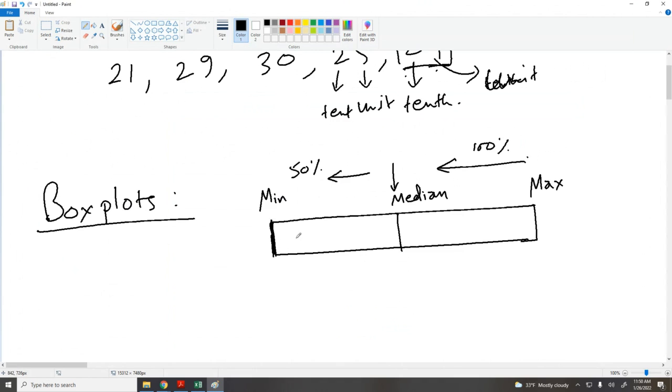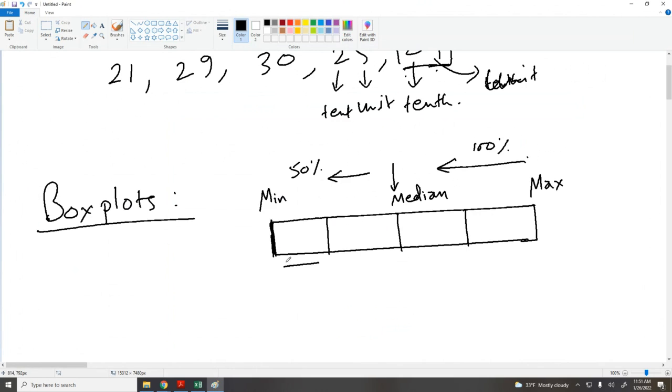Let us chop this 50% of the data down to the median and 50% of the data up to the maximum into two equal parts. So that would be somewhere around here, and this would be somewhere around here. Now the entire data set has been divided into four parts. Four equal parts, I mean. All these parts are equal.